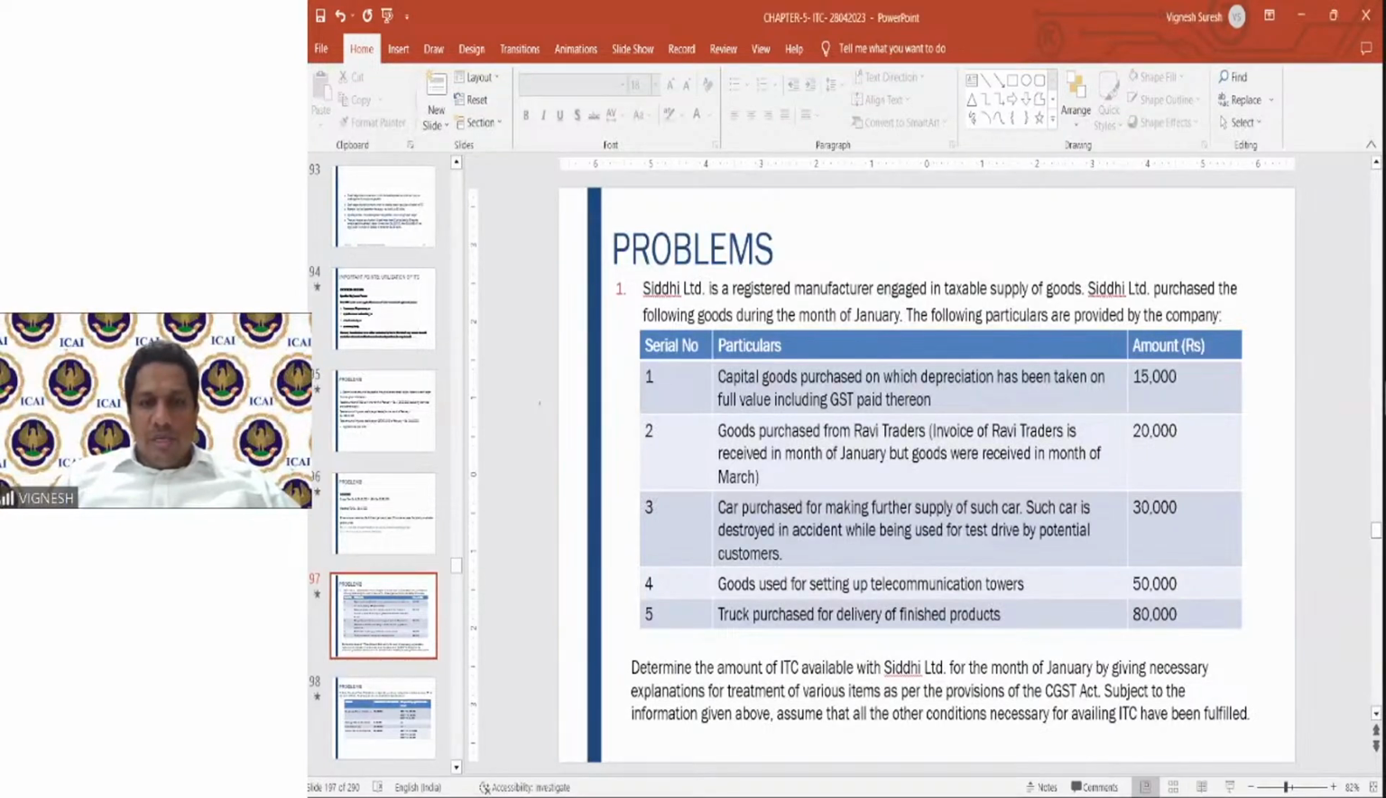Third one, car purchased for making further supply. Such car is destroyed in the accident while using for test drive by potential customers. What is the answer for this one? Motor car, what is the issue? What is the answer?